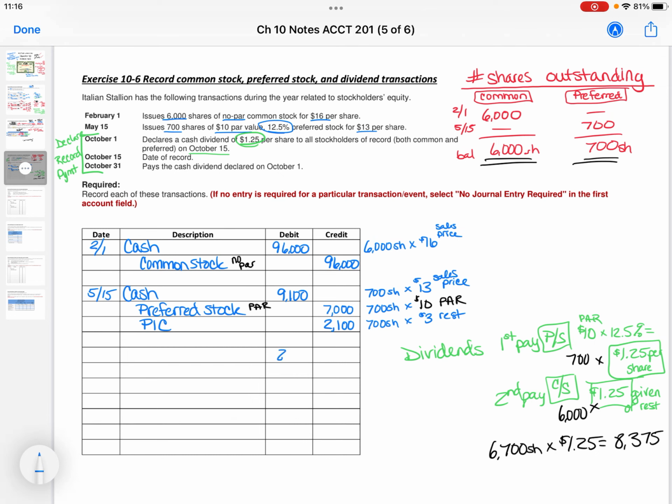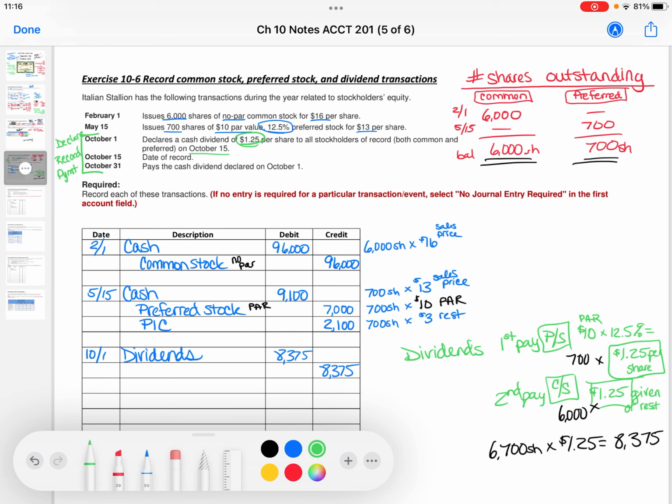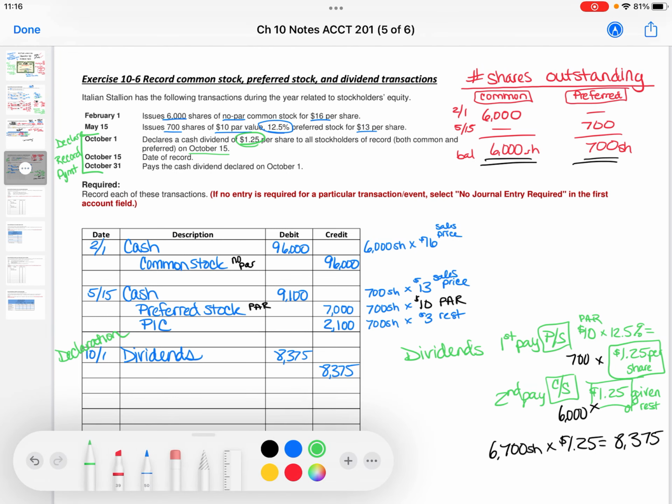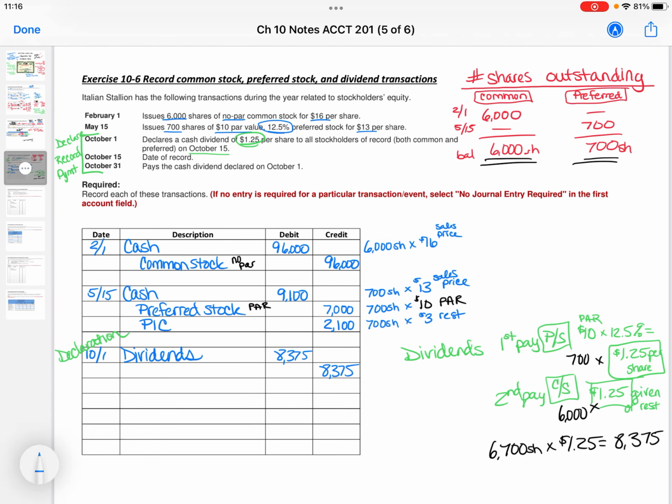Now we have the amount, $8,375. So the debit goes to dividends. We've done this before. Dividends is a contra equity account. This is October 1st, by the way, the date of declaration. So this is the date of declaration. We do debit to dividends. Now, in prior chapters, we've just done debit dividends and credit cash because we just pay it right away.